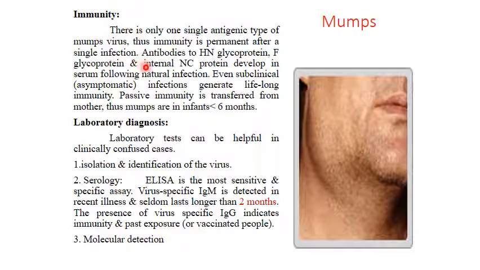Laboratory diagnosis. The laboratory test can be helpful in clinically confusing cases, because clinically the disease is very evident. The first step is isolation and identification of the virus. Second, by serology, the ELISA technique is the most sensitive and specific assay. Virus-specific IgM is detected in recent illness and seldom lasts longer than 2 months. Usually IgM stays one and a half months, 6 to 8 weeks. The presence of virus-specific IgG antibody indicates immunity, past exposure or vaccination. The third way is molecular detection of the virus.